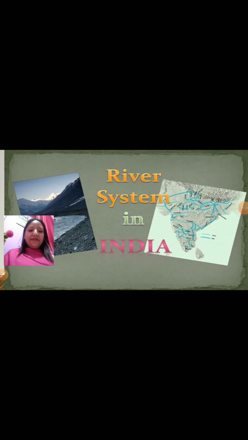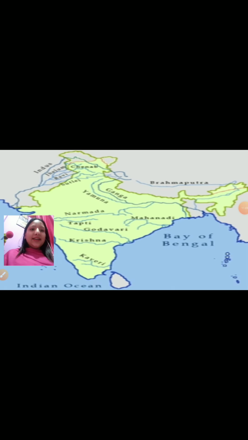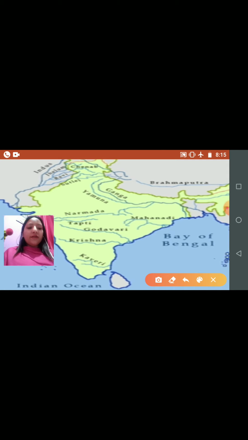Now next we have the rivers of India. Many rivers flow through India, some mighty and some small. The rivers of North India are different in some ways from the rivers of South India. You all know that the rivers of North India are perennial, which means they have water throughout the year. And the rivers of South India are seasonal, which means they have more water during the rainy season and some of them run dry in the long summer months.